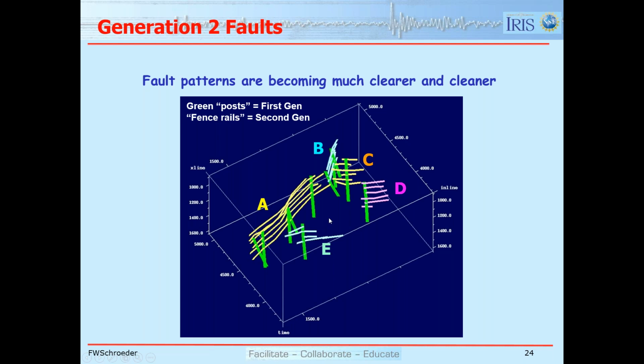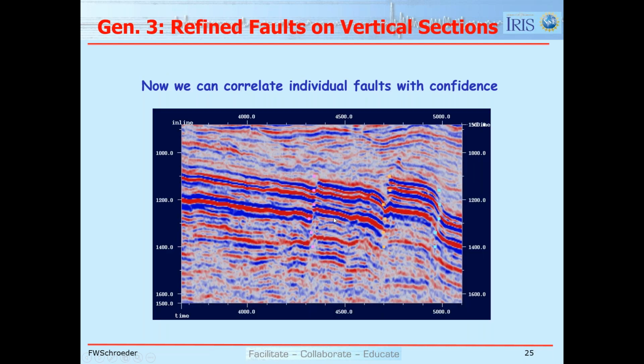And so I can do this process, work around the entire 3D data volume, and come up with a fairly consistent series of major offset faults in a relatively short period of time. We don't like to rely on faults picked on time slices because when we generate coherency, there is some vertical smearing of the data. So I'll post my second generation faults on a vertical line again.